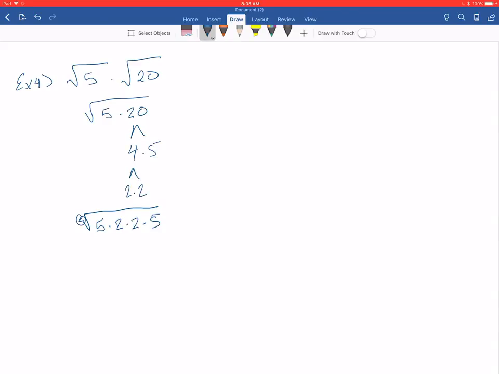Square root means a group of 2 can come out, so this means a 2 comes out. A 5 comes out, and I don't have anything left under here, so that part's just gone since there's nothing under there. Simplify what came out. 2 times 5 is 10.